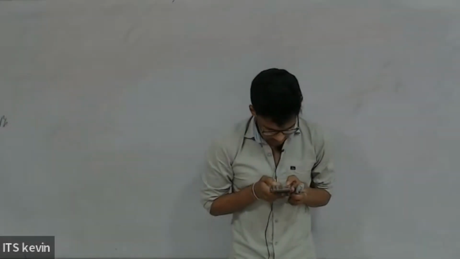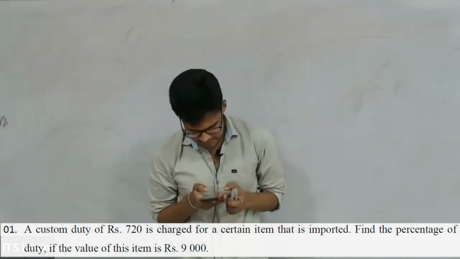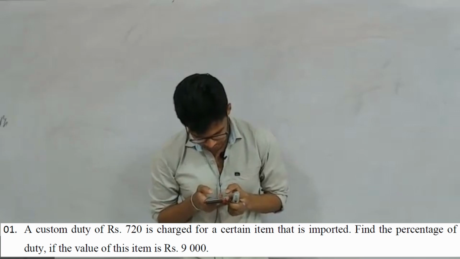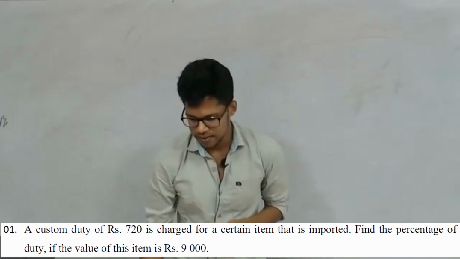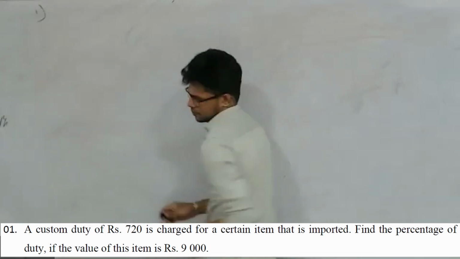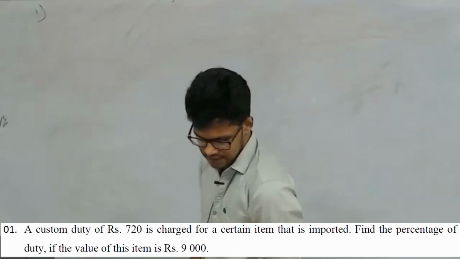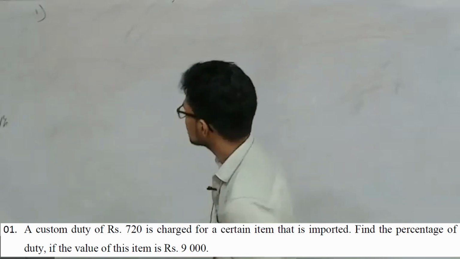All right. So the first question. Customs duty of rupees 720 is charged for a certain item that is imported. Find the percentage duty if the value of the item is rupees 9,000. All right. So percentages, from small times you were doing such questions. So percentages, like they're asking how much for 100.